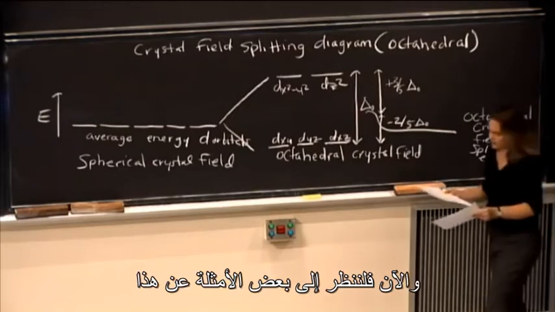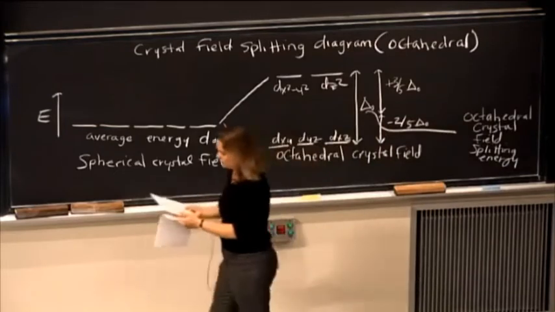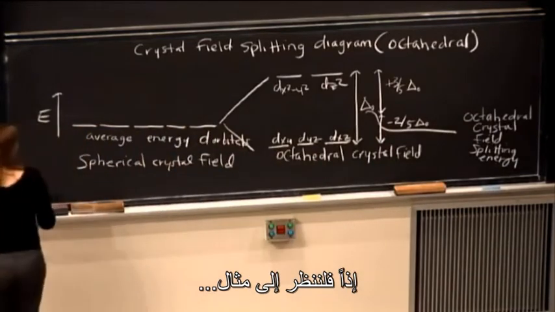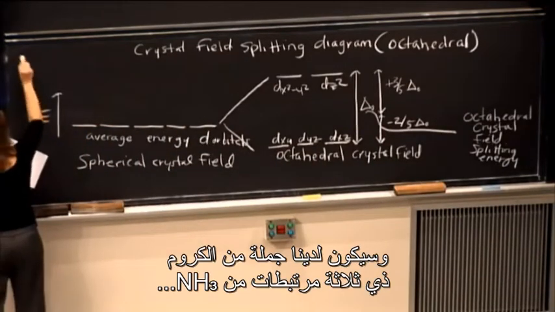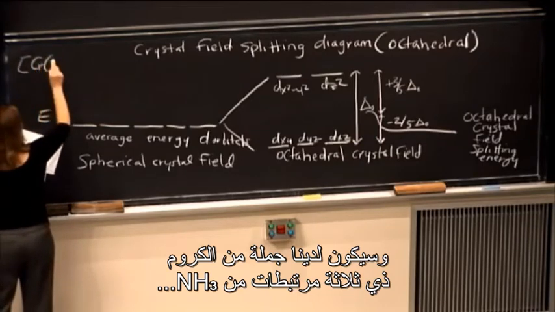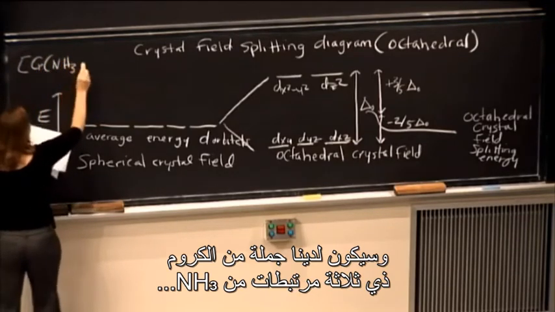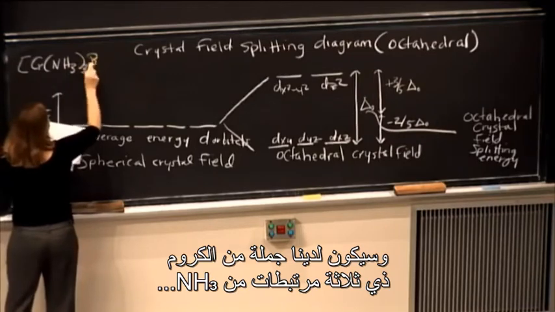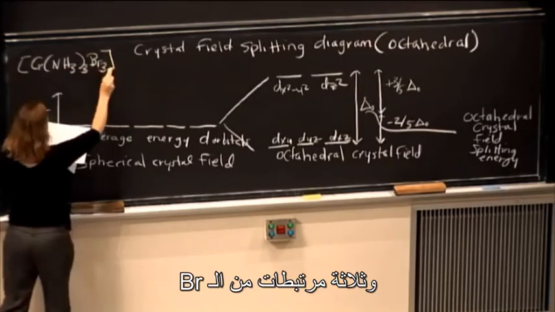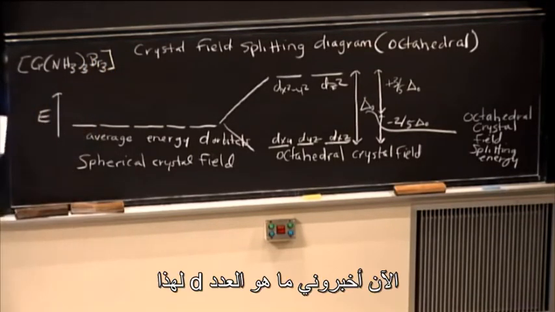And now let's look at some examples of this. So let's look at an example, and we're going to have a chromium system that has 3 NH3 ligands and 3 Br ligands. Now you tell me what the D count of that is.